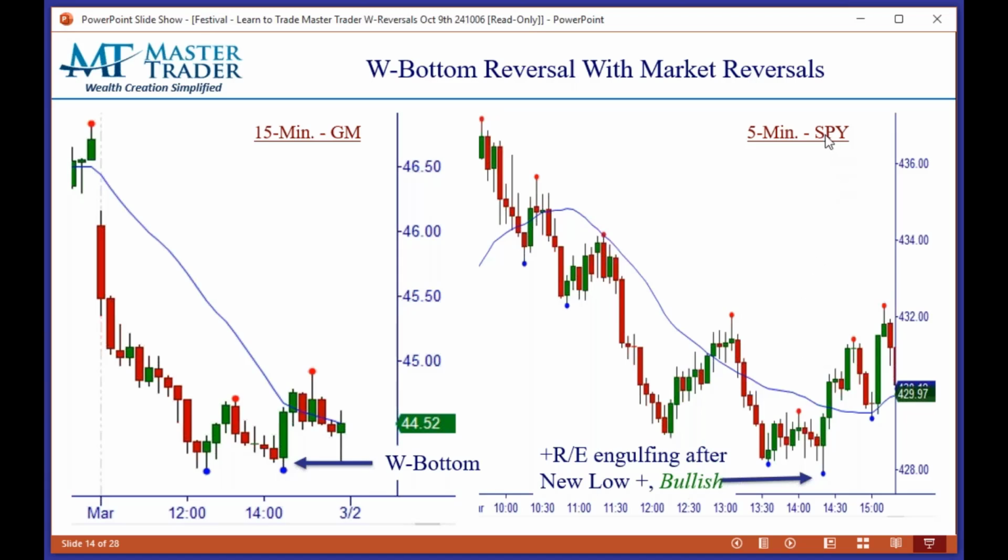This is the Spiders intraday, and this is the market clock. So 1430 was our 230 reversal period. The broader markets broke down, made a new low on the day, and closed with a range expansion bar.